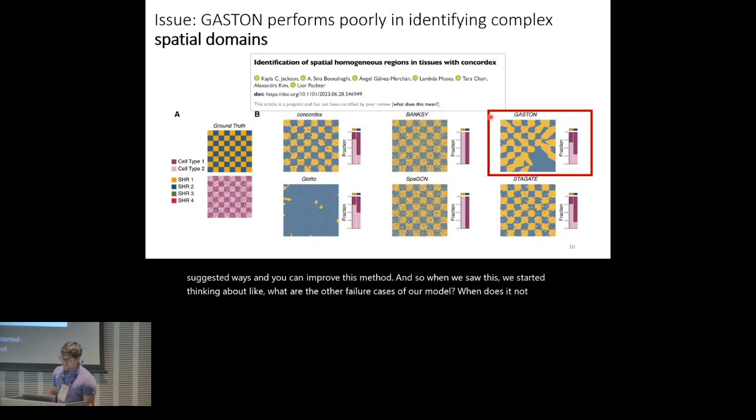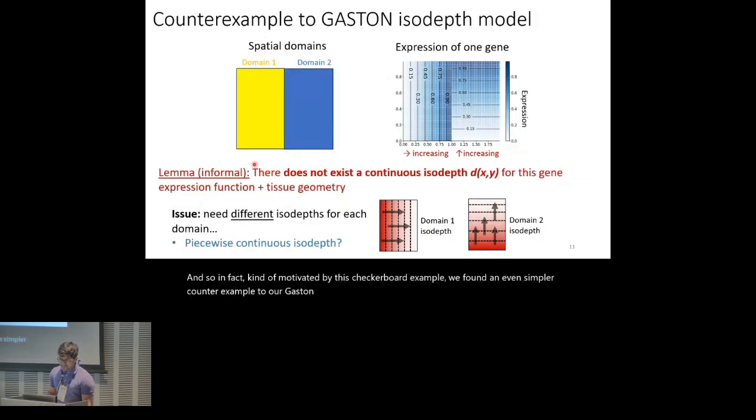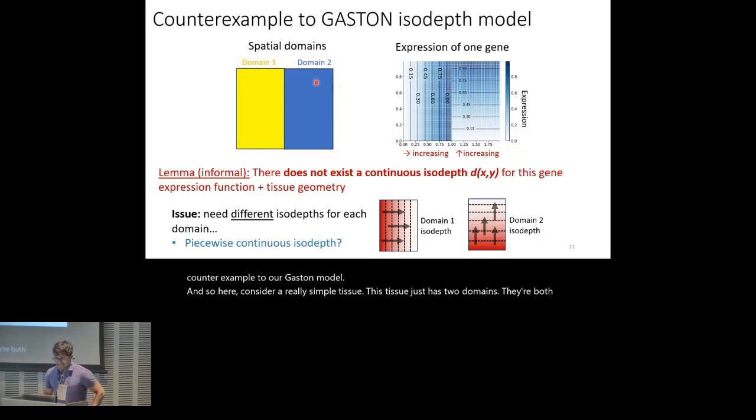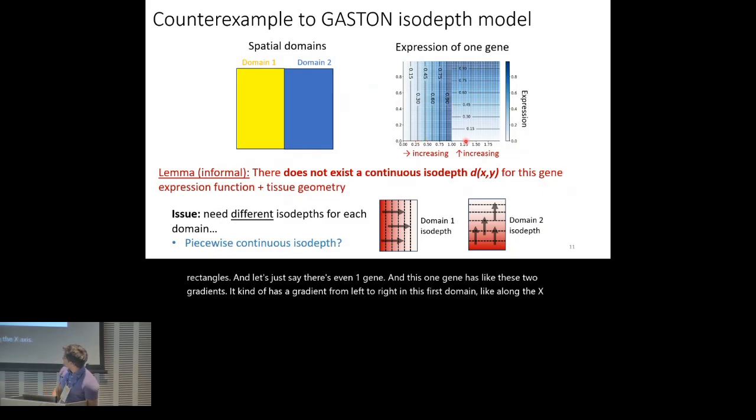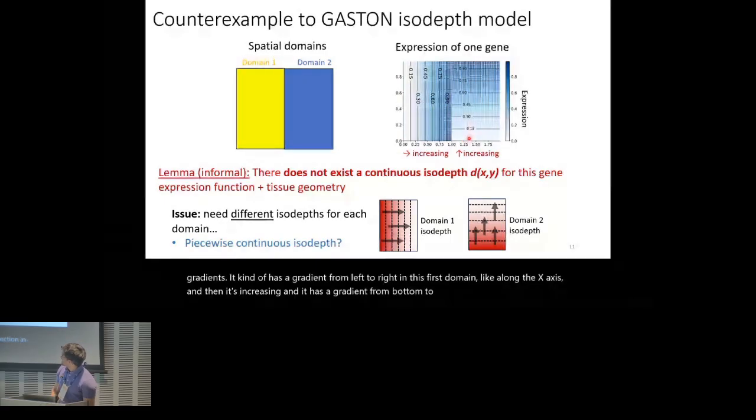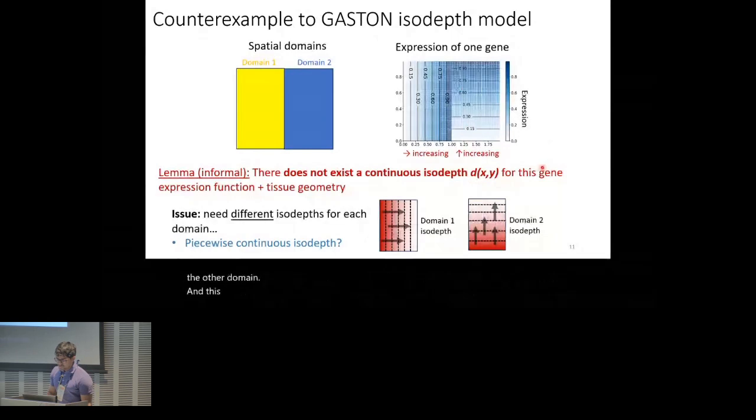And in fact, motivated by this checkerboard example, we found an even simpler counterexample to our GASTON model. Here, consider a really simple tissue. This tissue just has 2 domains. They're both rectangles. And let's say there's even just one gene. And this one gene has 2 gradients. It has a gradient from left to right in this first domain, along the x-axis. And then it's increasing, and it has a gradient from bottom to top in the y-direction in the other domain. And this is informal, so I won't present the proof.